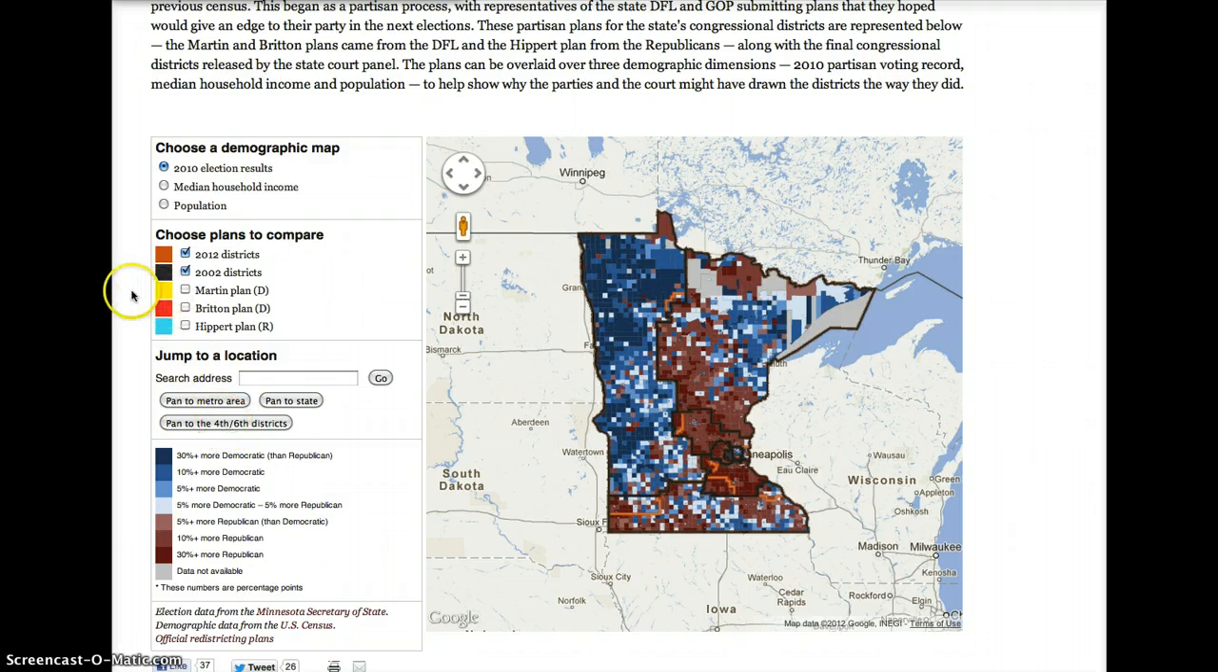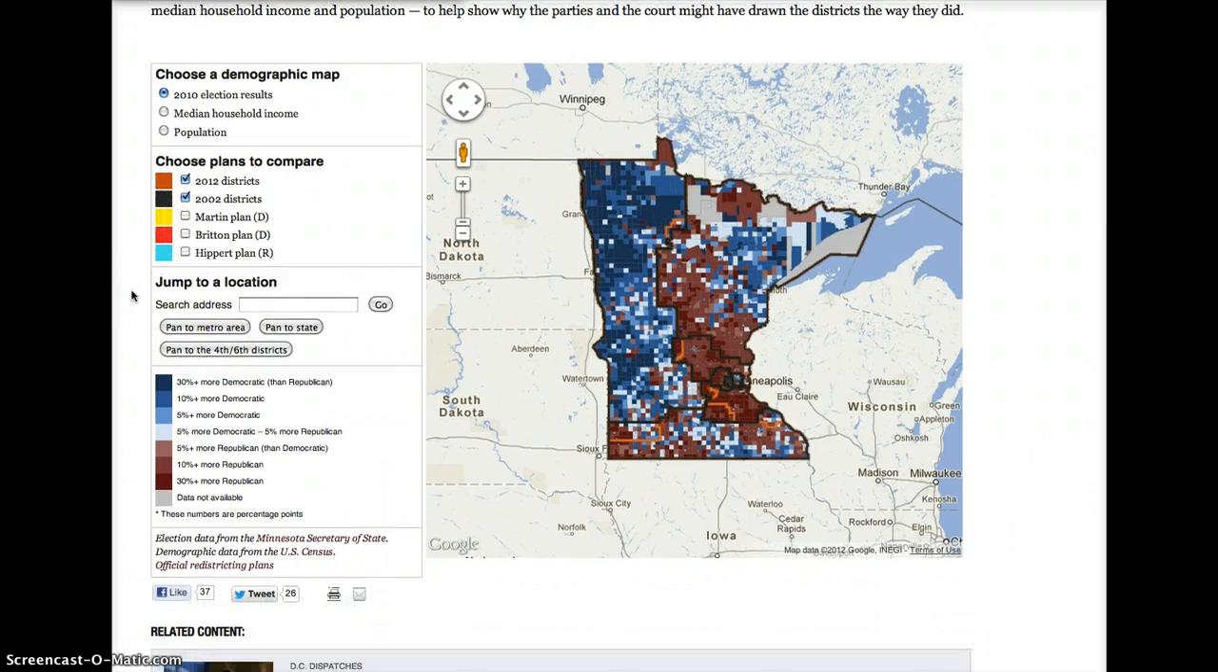What they do is look at the demographic data to determine where the Republicans and where the Democrats vote. You can see in blue, the darker the blue, the more Democratic the area. The darker the red, the more Republican. You want to make sure that people are balanced in parties so that everybody has a chance to win. Each party is supposed to be balanced.